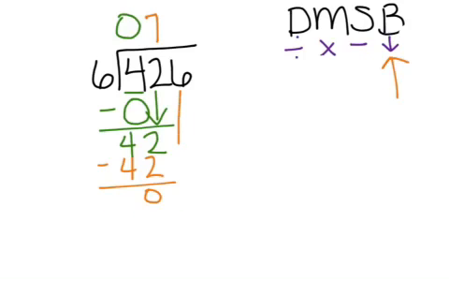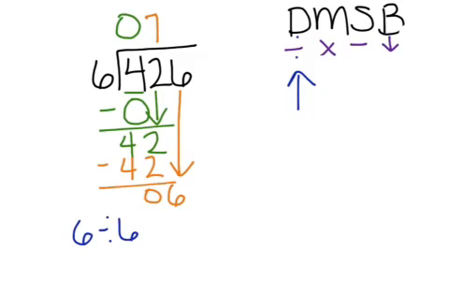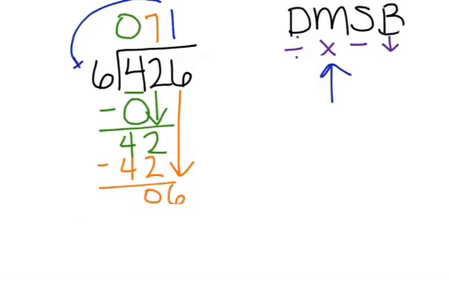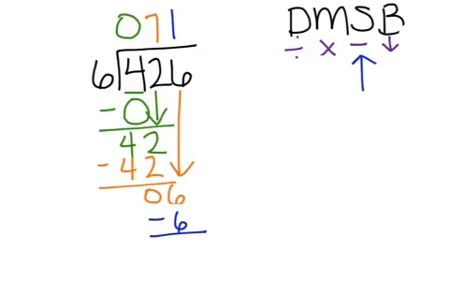Now I bring down the next digit in my dividend, which is a 6. And the steps continue. First, I'm going to divide. How many groups of 6 can fit into 6, or 6 divided by 6 equals 1? So I put my 1 above the 6. Next, I multiply. 1 times 6 equals 6. Now I'm going to subtract. 6 minus 6 equals 0.